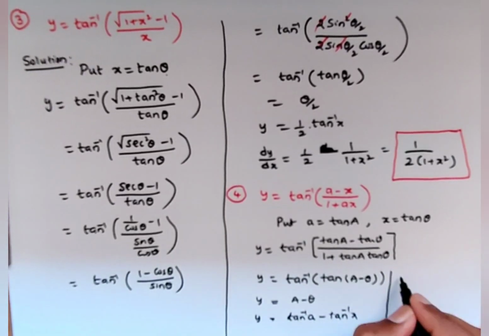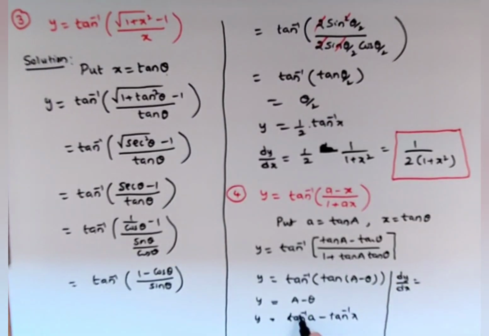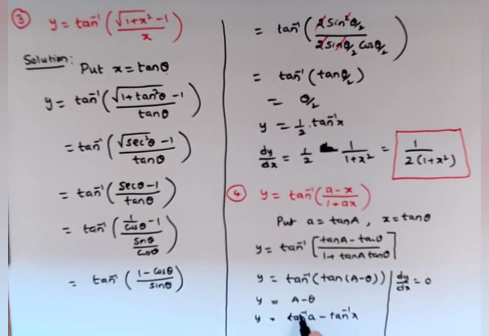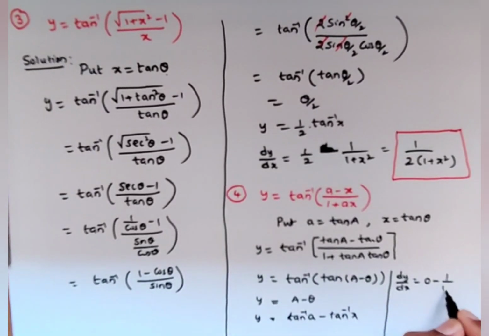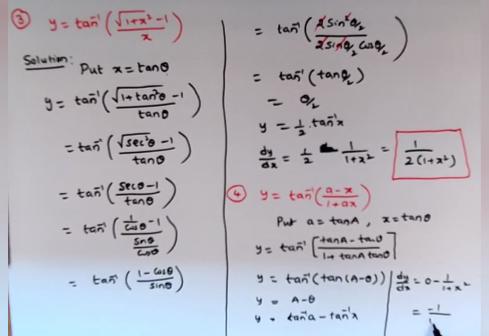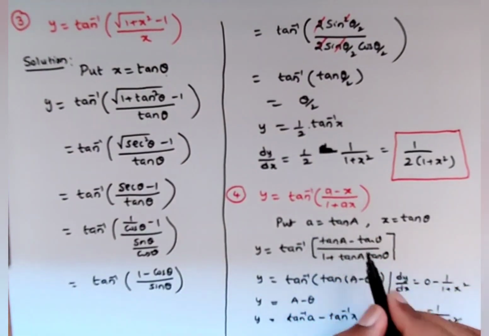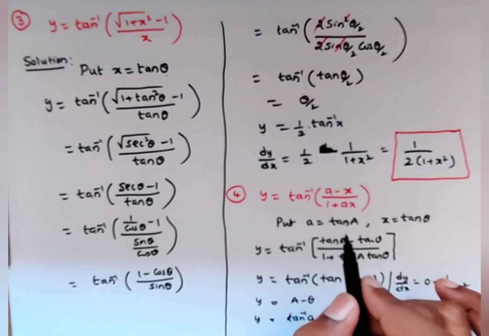Okay, now apply the derivative here. d by dx of y equals the derivative of tan inverse of a with respect to x, which is 0, since it is a constant. A is already fixed, right? So tan inverse of a minus the derivative of tan inverse x, which is 1 by 1 plus x square. So finally it is minus 1 by 1 plus x square. So the derivative of this is minus 1 by 1 plus x square.